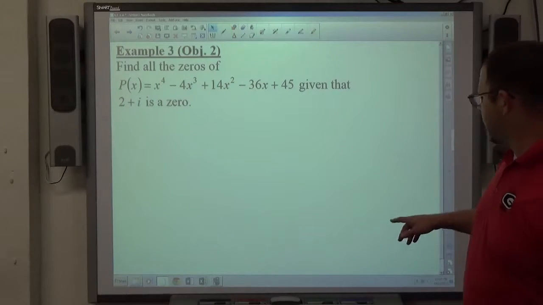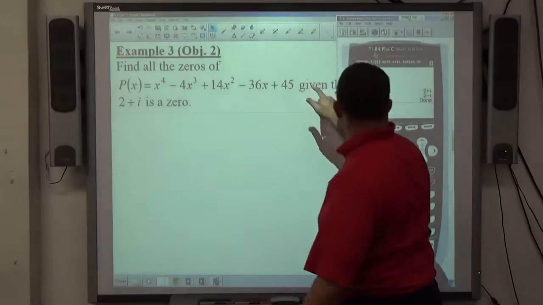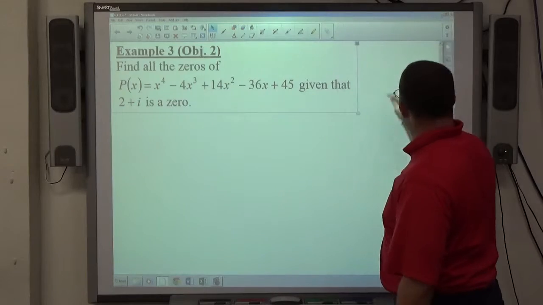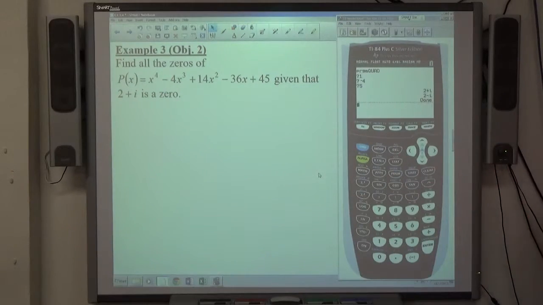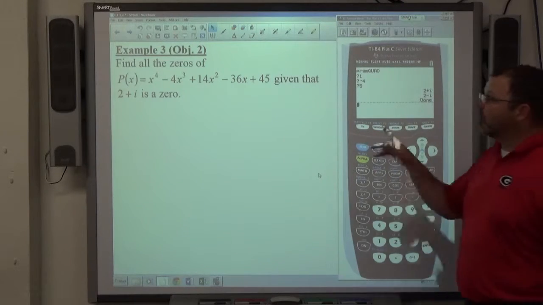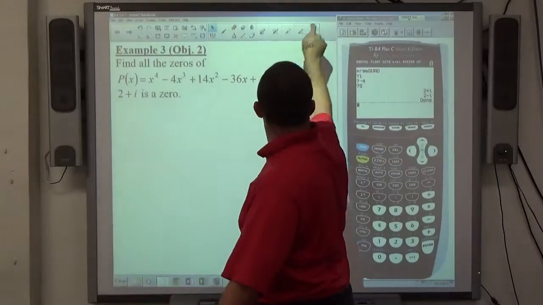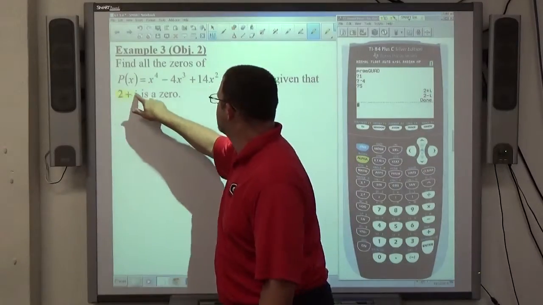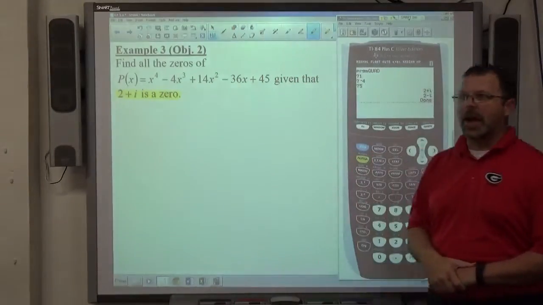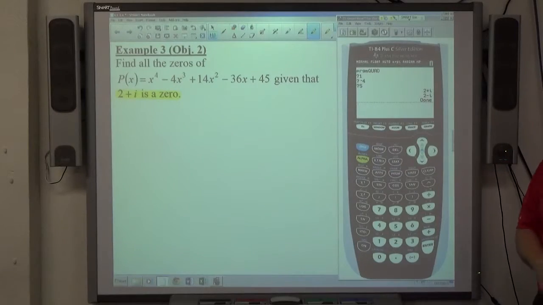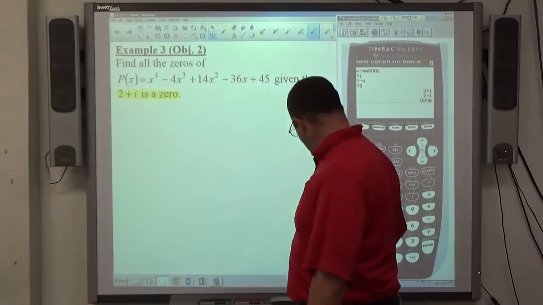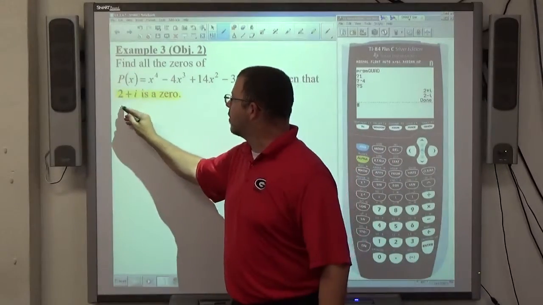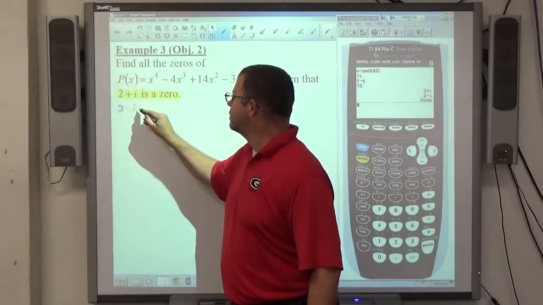Okay, for example 3, I'm going to use a fact that I just gave you a moment ago about complex answers in order to help me determine what's going on here. P of x equals this, and we're told that 2 plus i is a 0. Okay, we're told that it has a complex 0. And I can see with my eyes that all the coefficients are real numbers. So what I just told you a moment ago was if there's a complex 0, its conjugate is also a 0.